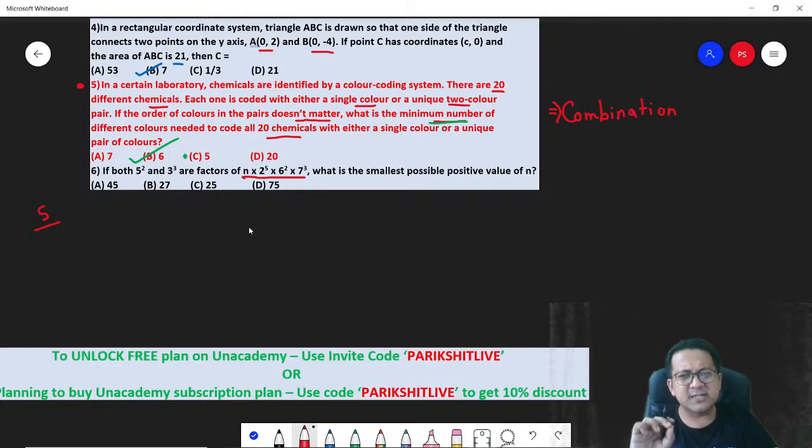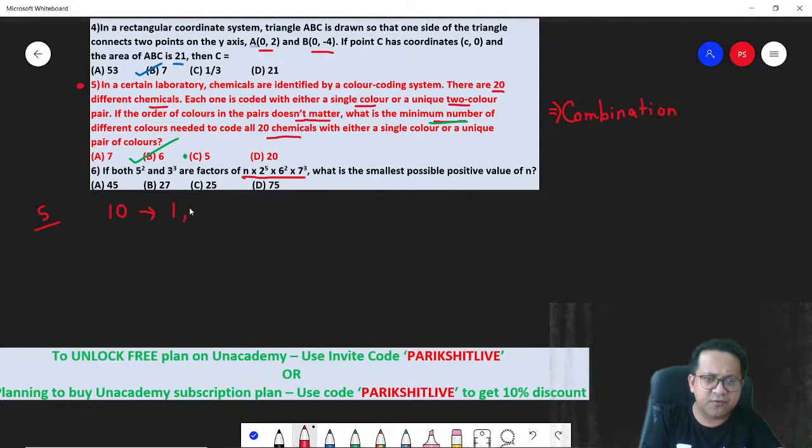Now tell me, what does it mean? Let's understand the concept of factors. If I say 10, what are the factors of 10? Factors of 10 are 1, 2, 5 and 10. What are the factors of, let's say, 50? Factors of 50 are 1, 2, next you'll have 5, next 10, next 25, next 50.